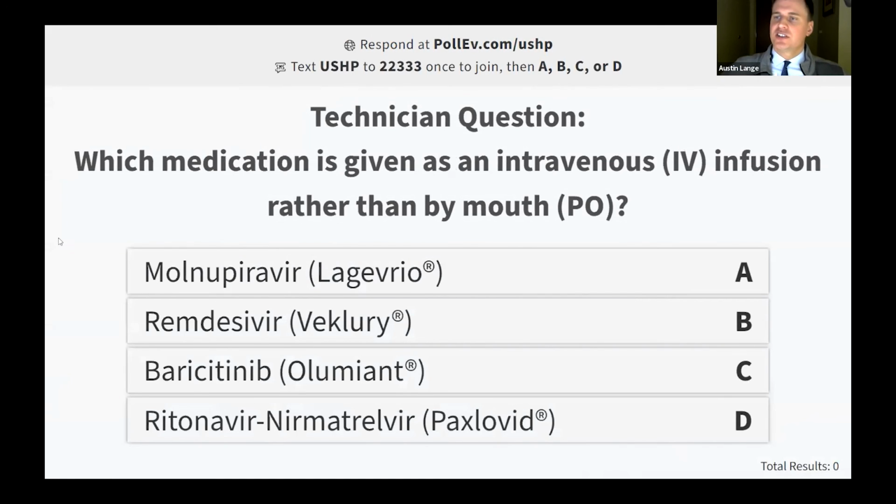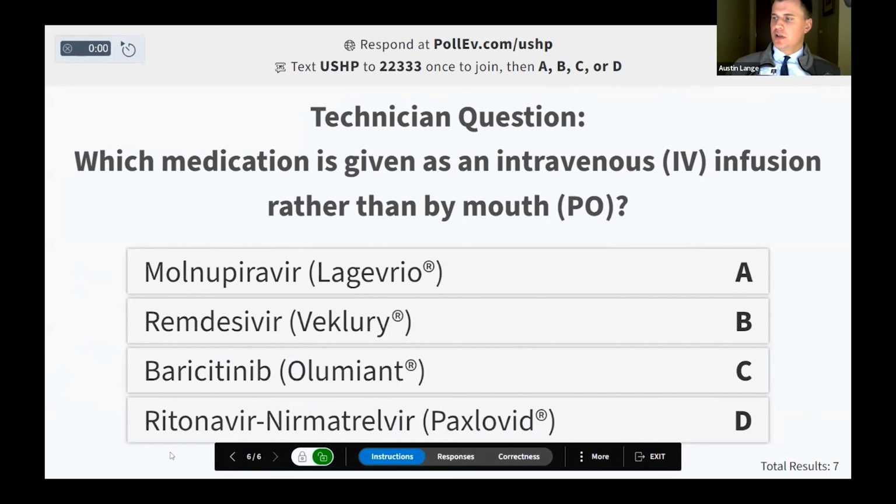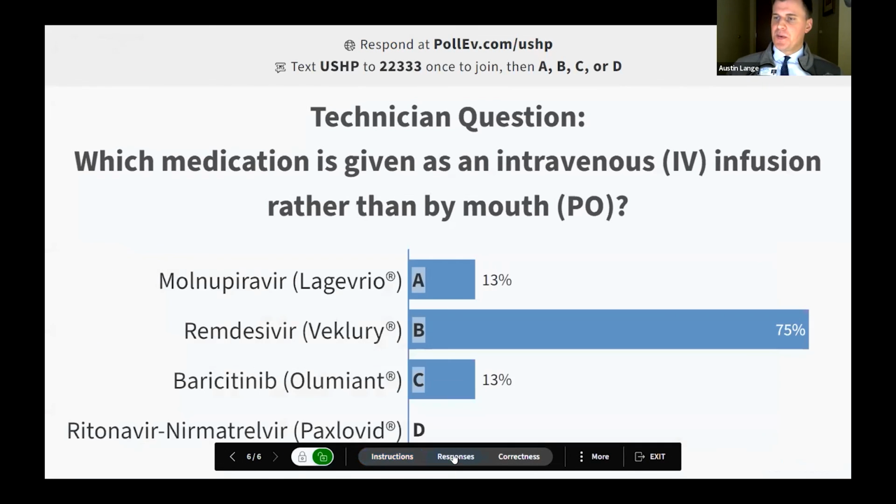Final one for technicians: which medication is given as an intravenous or IV infusion rather than by mouth? We have molnupiravir or Lagevrio, remdesivir or Veklury, baricitinib, Olumiant, and finally ritonavir, nirmatrelvir, or the Paxlovid that we just talked about. Have some responses rolling in here.